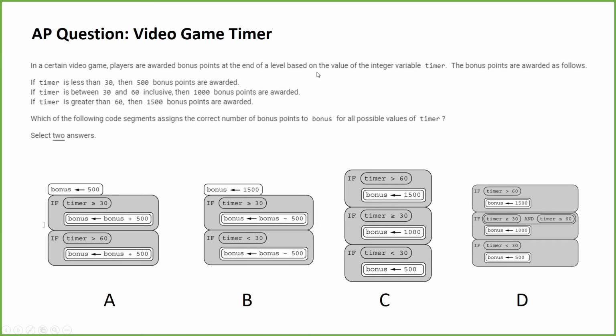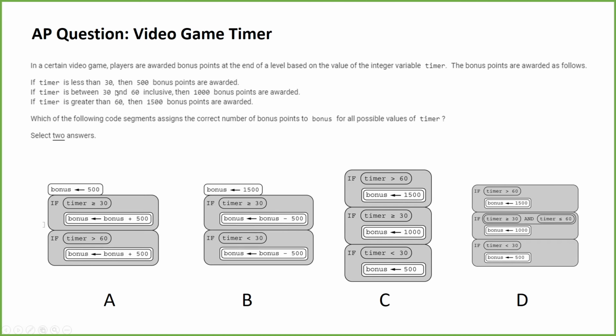Here's a set of conditions for a video game, okay? And this says if the timer is less than 30, 500 bonus points. If the timer is between 30 and 60, then 1,000 bonus points are awarded. If timer is greater than 60, then 1,500 bonus points are awarded. You try and find the logic for these statements. There are 2 answers here. We're looking for the logic.